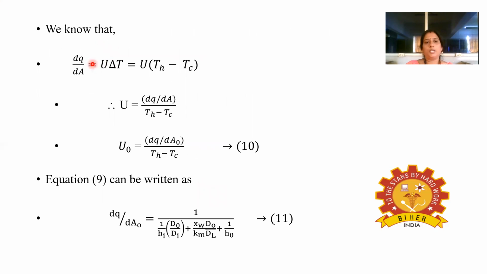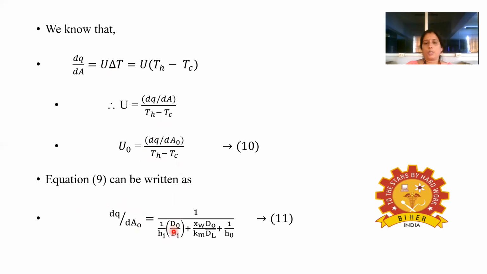We know that dq by dA is equal to U into del T. This del T is nothing but Th minus Tc. So, after substituting the rearranged equation, U is equal to dq by dA divided by Th minus Tc. If the heat transfer is based on the outside area, then the overall heat transfer coefficient U naught is equal to dq by dA naught divided by Th minus Tc. And our aim is to find out this dq by dA naught.